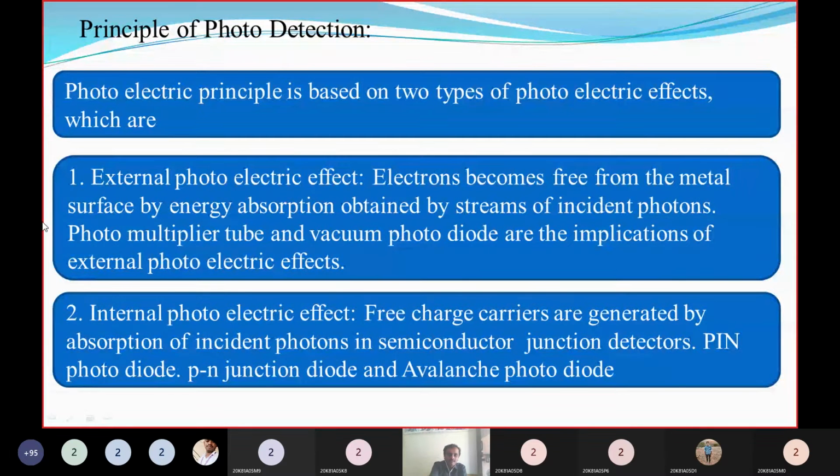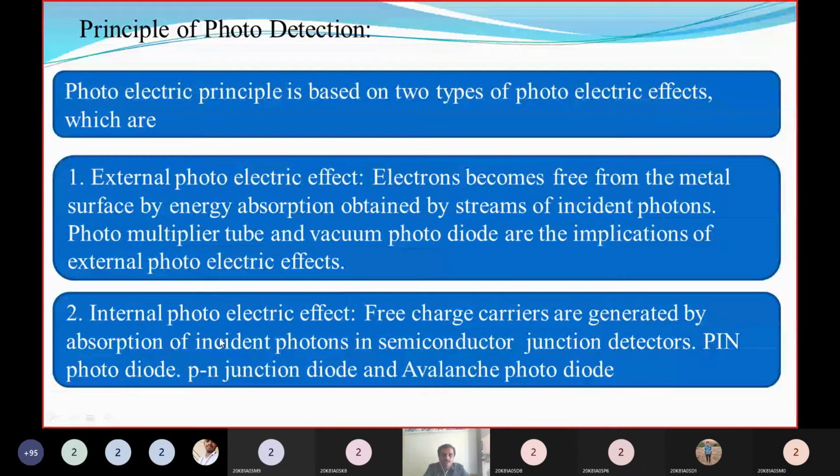Only in the presence of a photomultiplier tube and vacuum photodiode will we observe this external photoelectric effect. If we do not use them, what happens? The electrons will move into the normal environment, and in our environment we cannot detect that electron. That's why we should use the photomultiplier tube and vacuum photodiode for conducting the external photoelectric effect.